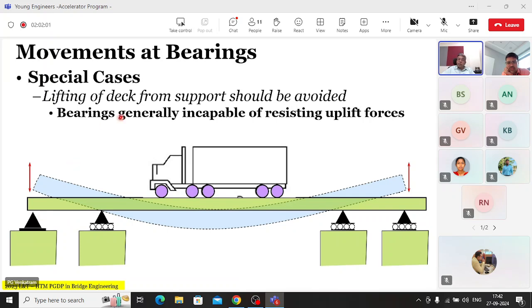Okay. And bearings generally are incapable of resisting uplift. There are certain ways of detailing tension bearings, but they are complicated and an unnecessary complication. It is better avoided. So you should always avoid uplift on the bearing. In special cases where somebody gives you an idea that I have two bearings close to each other on a continuous structure, so I can reduce the load on the bearing, all that is nonsense. Avoid doing that.